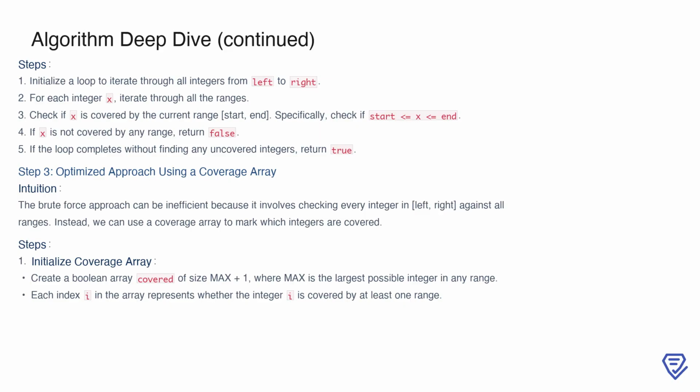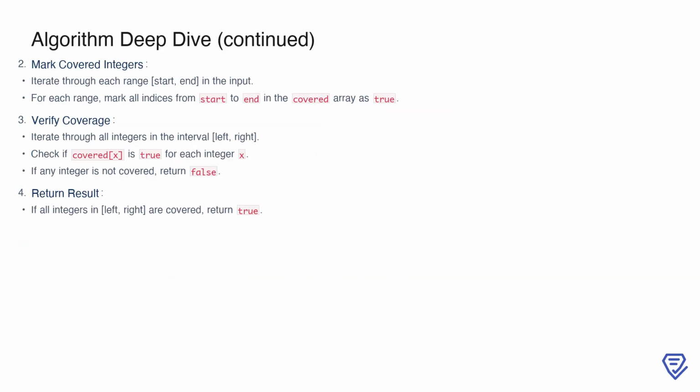However, this approach can become inefficient when the interval [left, right] is large or there are many ranges to check. To optimize this, we can leverage a coverage array to pre-process the ranges and reduce the repeated checks. The optimized approach involves using a coverage array to efficiently track which integers are covered. First, initialize a Boolean array called covered, with a size equal to the maximum possible integer in the ranges plus 1. Each index in this array represents whether the corresponding integer is covered. Next, iterate through each range in the input.